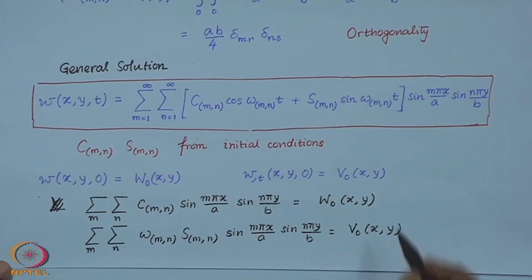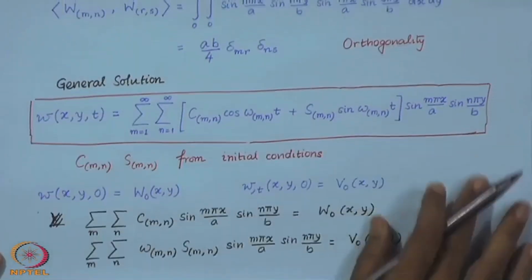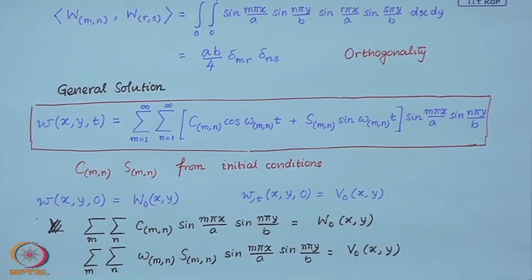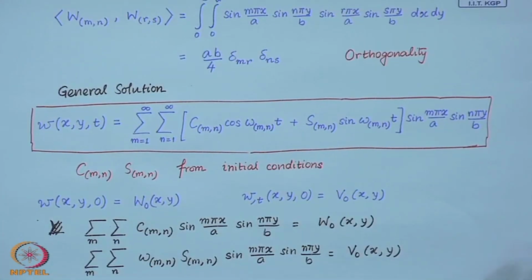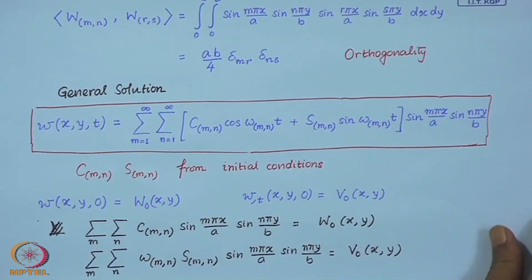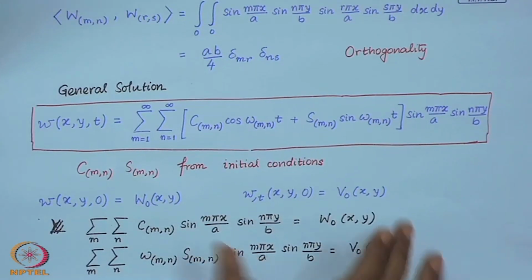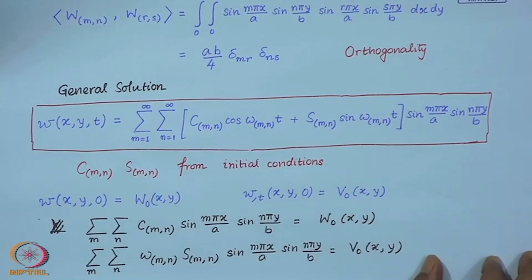We have this. So, we can solve now for these infinitely many coefficients C and S using the orthogonality property that we have just now discussed, and we have discussed this procedure in a previous lecture as well. So, we can determine these constants and finally construct the solution using the summation.